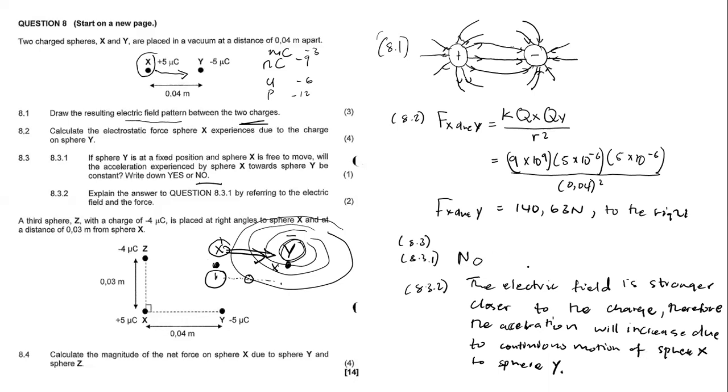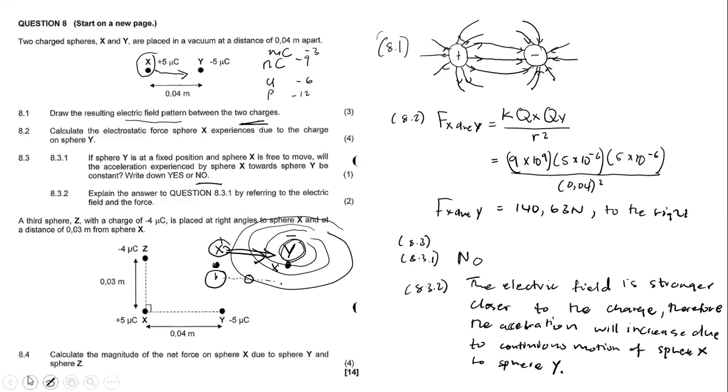The most important thing that we need is: stronger, closer to the charge. That's the first point. And the second point that we're going to mark in the exam is you spoke about the acceleration will increase towards sphere Y. It won't be constant, that's why we said no. That means the acceleration will increase continuously as X moves towards Y. I hope that was clear.